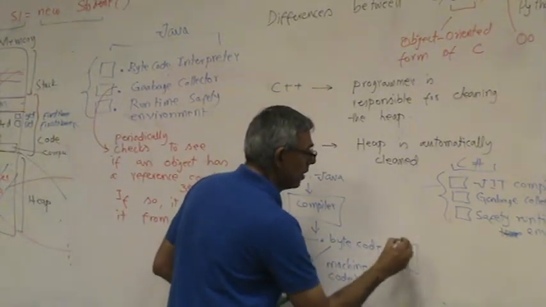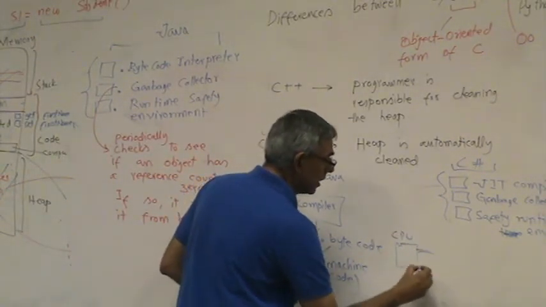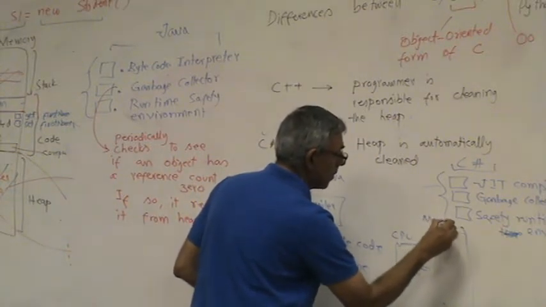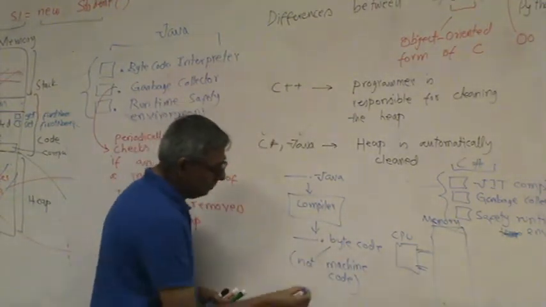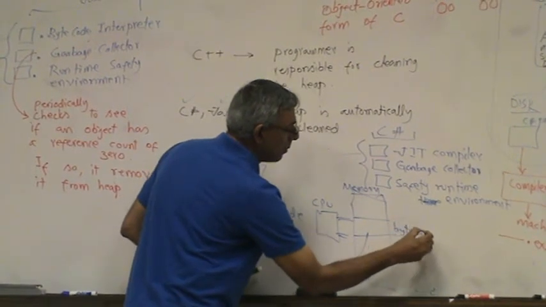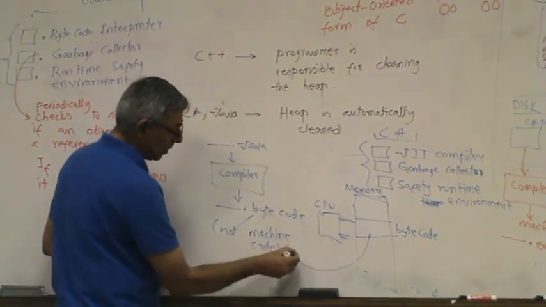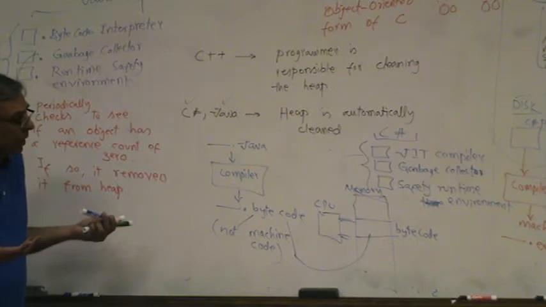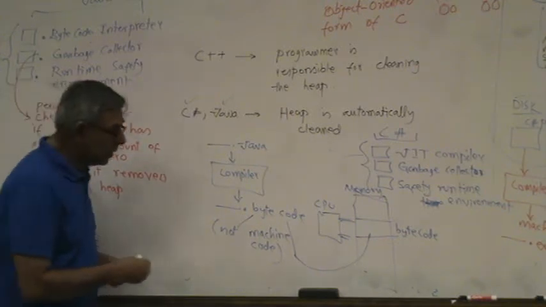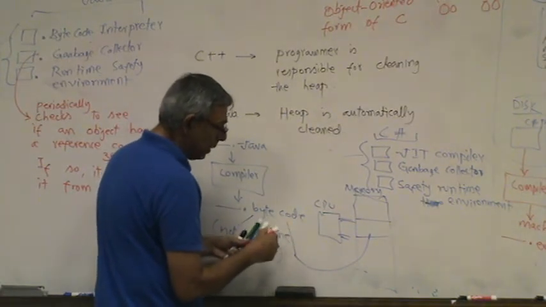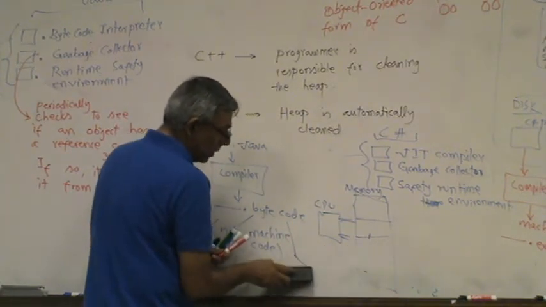So if we try to run it now, if this is the CPU, if this is the memory, if we loaded the bytecode over here, remember I said this is not machine code. So if we loaded the bytecode, will the CPU be able to understand it? No. Okay, so then how do we run a Java program? Okay, so this is where we do not load the bytecode in the memory. What do we load in the memory if we wanted to run it? JVM.